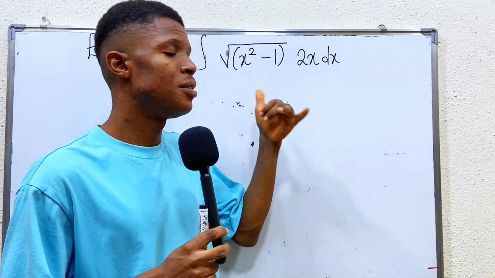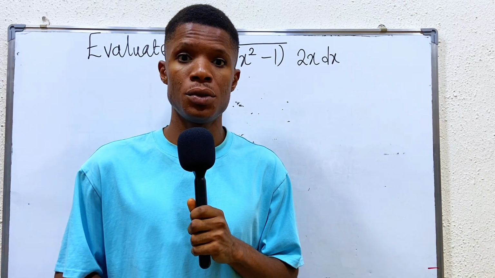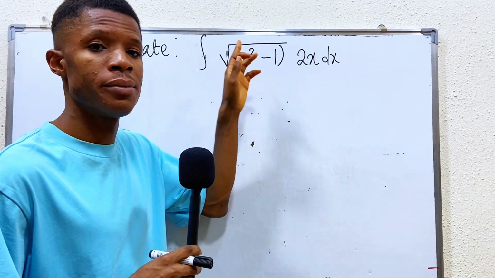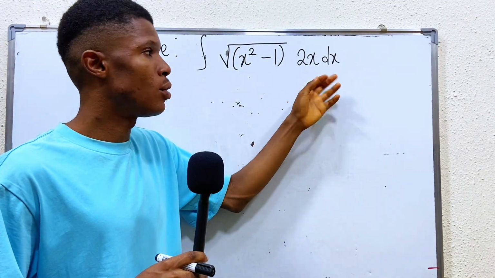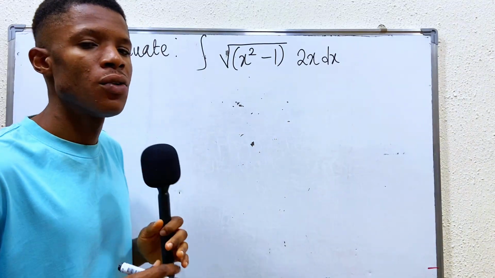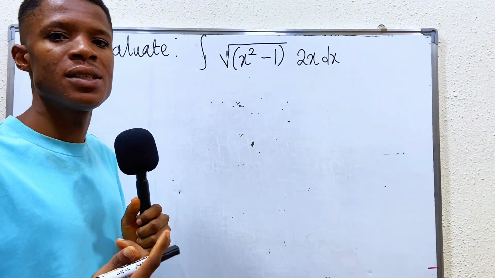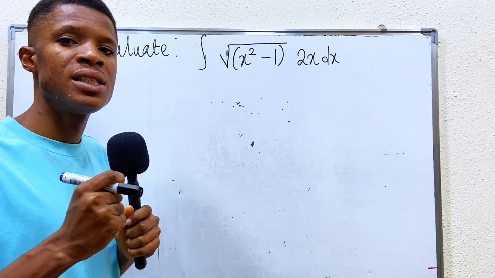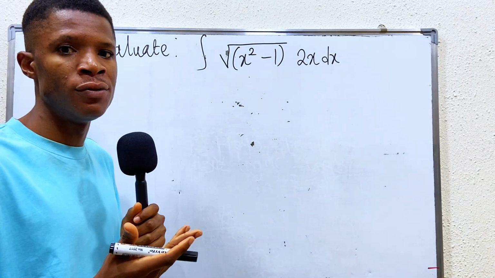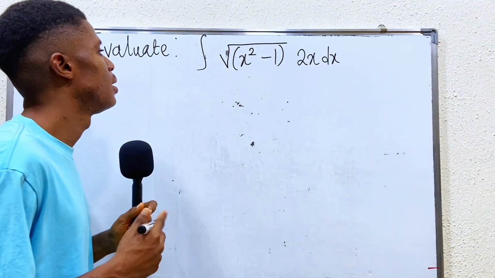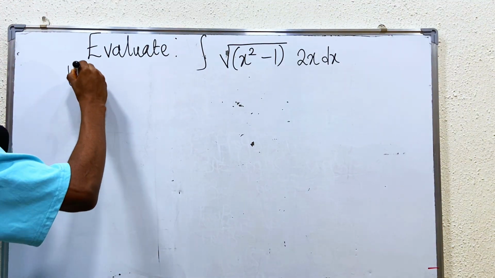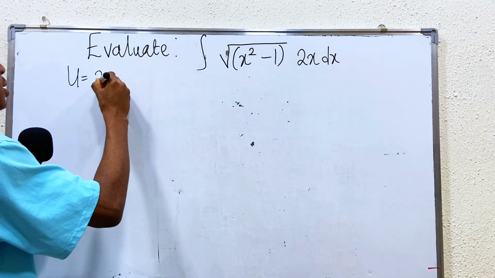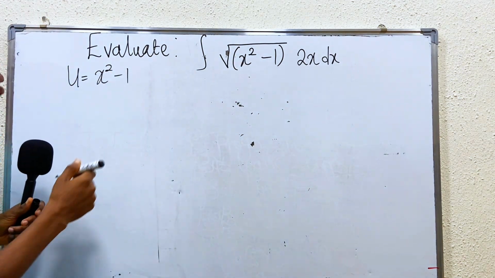Can you evaluate this integral using u-substitution? Here we are told to integrate the square root of x squared minus 1 times 2x with respect to x. For us to do u-substitution, the first thing we always have to do is to define our u. Our u is always defined to be the complex part of the given integrand. So first, we say that u is everything inside the square root, so all the terms in the square root is x squared minus 1.